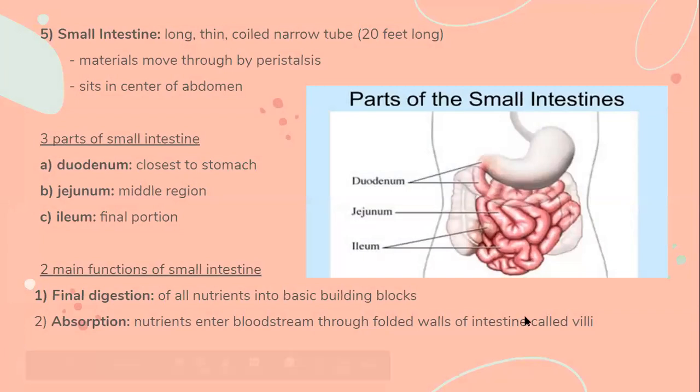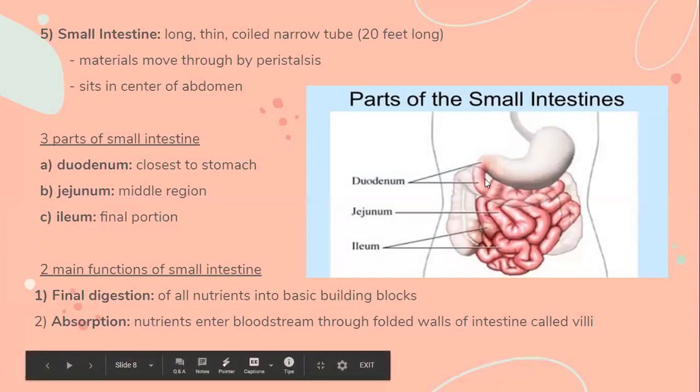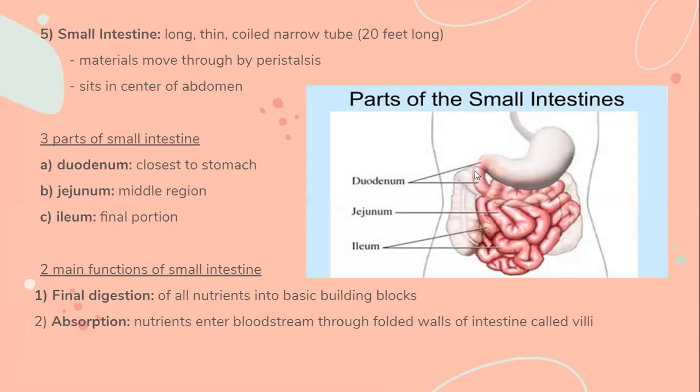Next, we're going to the small intestine. As you can see, this is the stomach, and then food moves through the pyloric sphincter into the small intestine. It's a thin, long, coiled, narrow tube. It's actually about 20 feet long. It's really bunched in there.